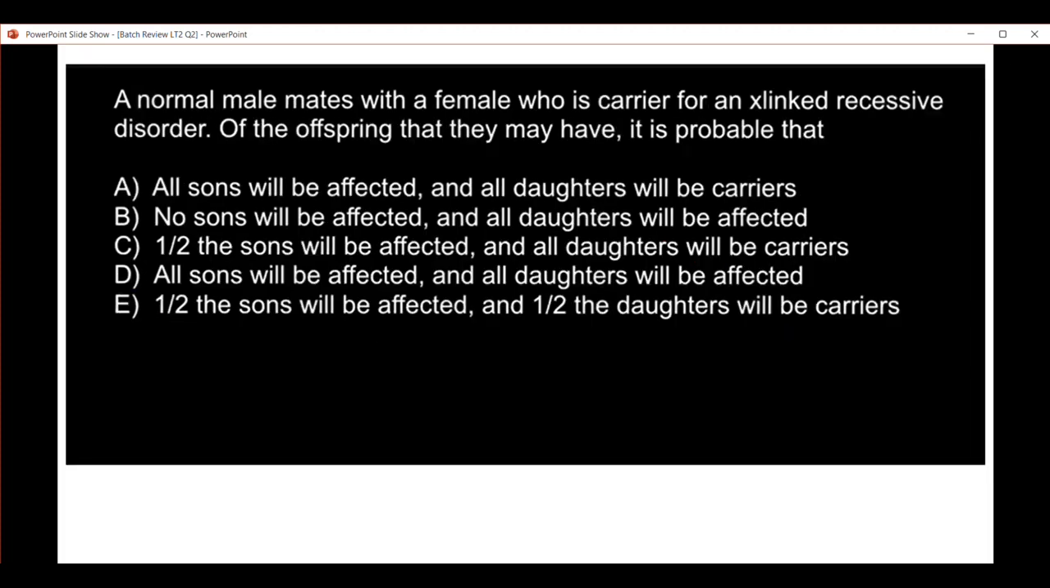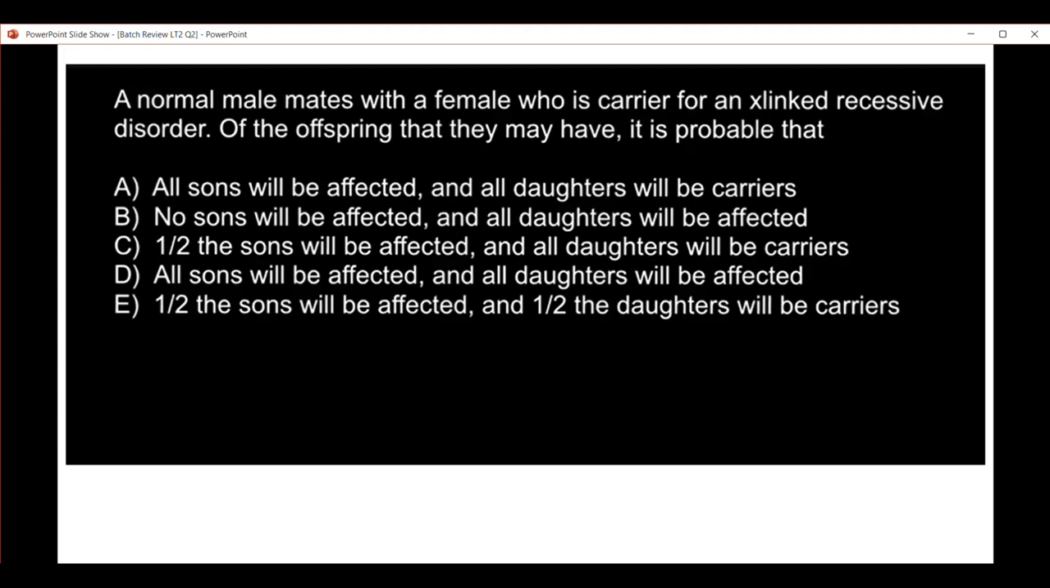Okay, another example: a normal male mates with a female who is a carrier for an X-linked recessive disorder. Of the offspring that they may have, it is probable that... So what's the correct answer here? Let's try to analyze first. So a normal male mates with a female who is a carrier.